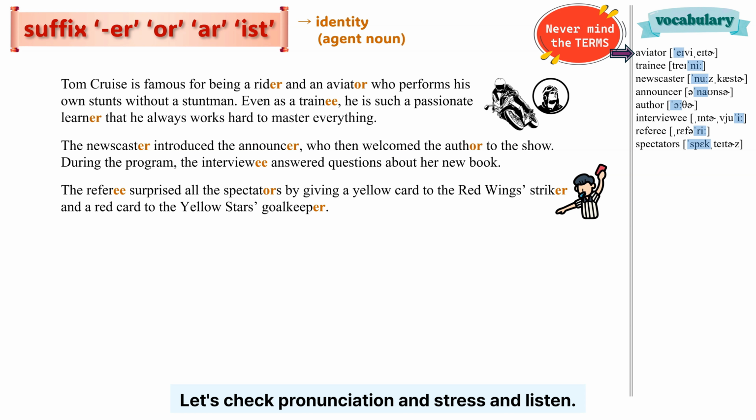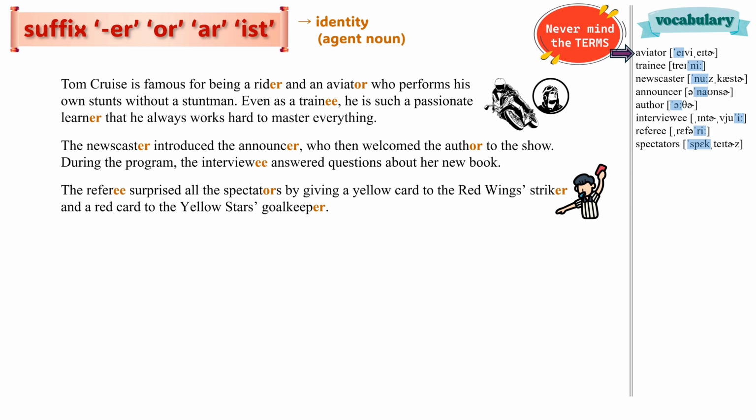Let's check pronunciation and stress, and listen. Tom Cruise is famous for being a rider and an aviator who performs his own stunts without a stuntman. Even as a trainee, he is such a passionate learner that he always works hard to master everything. The newscaster introduced the announcer, who then welcomed the author to the show. During the program, the interviewee answered questions about her new book.